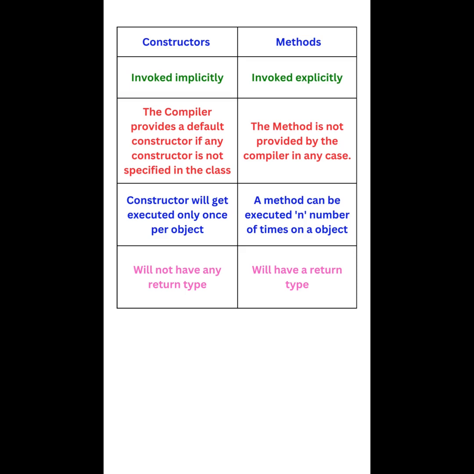Always, constructors are invoked implicitly, where methods are invoked explicitly. The compiler provides a default constructor if any constructor is not specified in the class, but the method is not provided by the compiler in any case. Constructor will get executed only once per object. However, a method can be executed n number of times on an object. Constructor will not have any return type, but methods should have a return type.